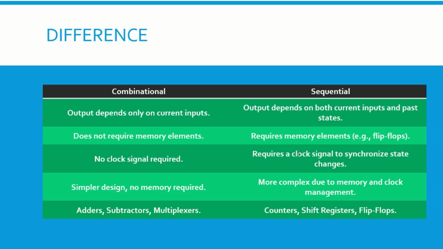In sequential, a clock signal is required because I have to synchronize my state changes between the previous and present states. Because combinational has no memory element, it has a simpler design, made of only basic and universal logic gates. Sequential is complex because I need memory elements like flip-flops, which are more complex in design. Examples of combinational are adders, subtractors, and multiplexers, whereas in sequential, counters, which I already mentioned, shift registers, and flip-flops. So that's all. Thank you.